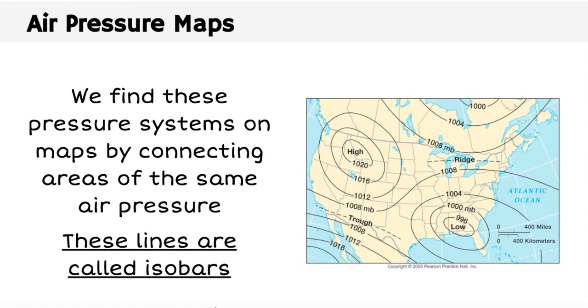So we've already learned about what air pressure is and high and low air pressure systems. Today we're going to take a look at how those are placed on the map using this isobar map. So we find the pressure systems on the map by connecting these areas of same air pressure. Those lines are called isobars. So anyway, on this map we see isobars that connect areas of the same air pressure.